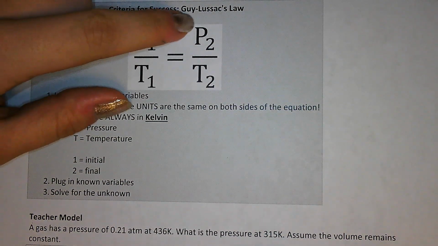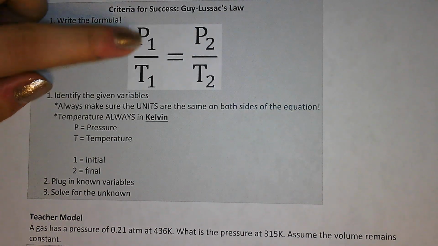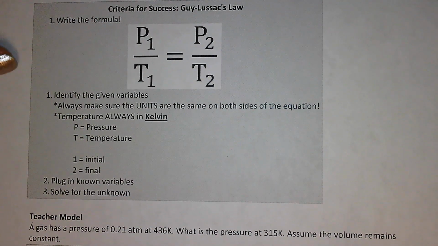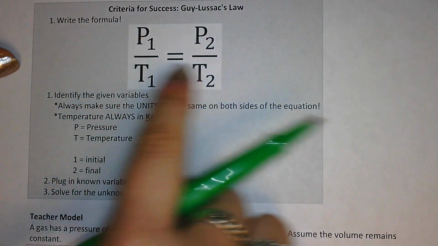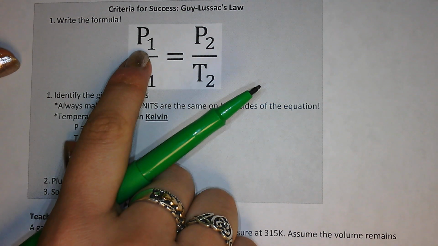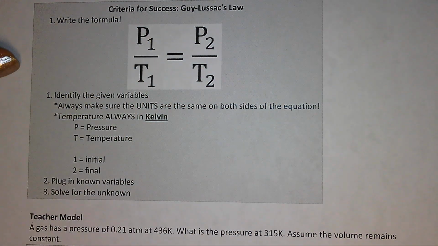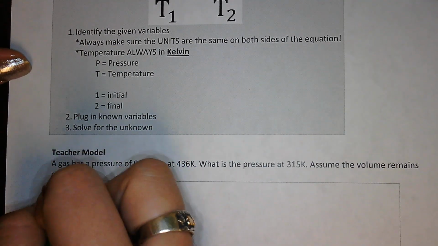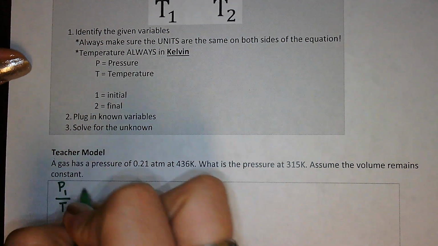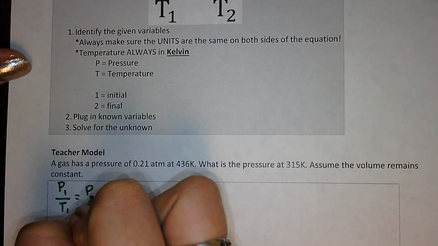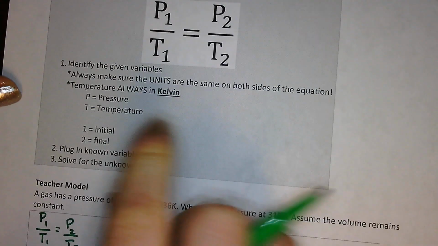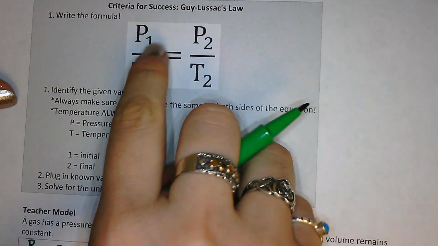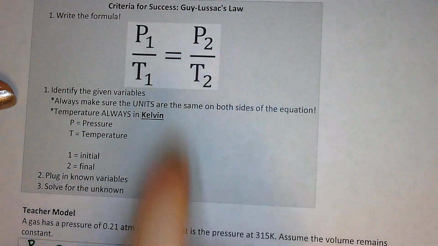Alrighty, so for Gay-Lussac's law, first thing we have to write the formula. Of course, the reason why I know that I have to use this formula is if they tell me about pressure and temperature and they don't say anything about volume at all, or they say that volume stays the same. So I'm going to write P1 over T1 is equal to P2 over T2. The 1 and the 2, again, as always, represent initial and final.